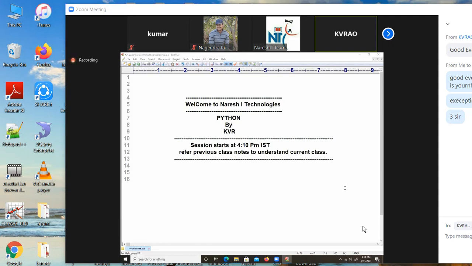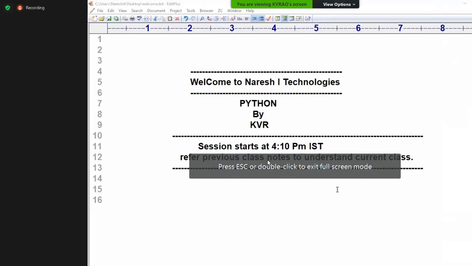Redmi 9 power. Switch off your video. So, come on to the point.